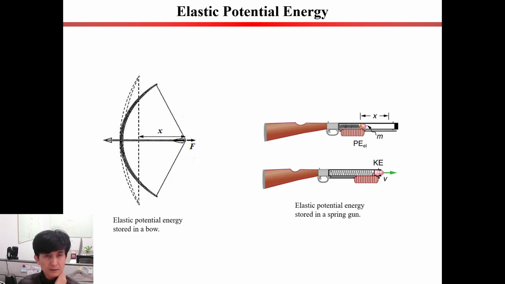And there is a second type of potential energy. It is called elastic potential energy. There are two examples I'd like to show. The first one is the bow.